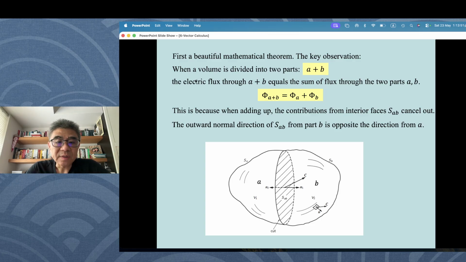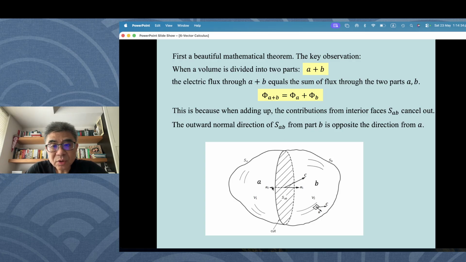The key observation is one we have already started discussing last week. When we divide a volume into two parts, for example, this whole volume, here I cut it in the middle into A and B. It is a key observation that the electric flux through A plus B, the whole volume, equals the sum of the flux through A plus the flux through B.